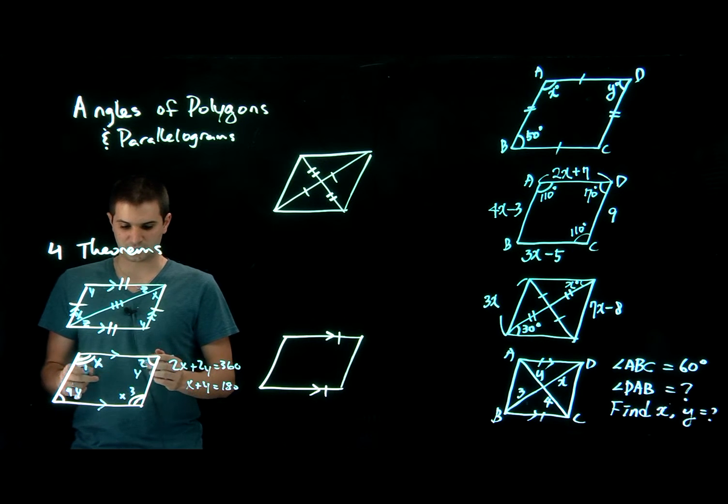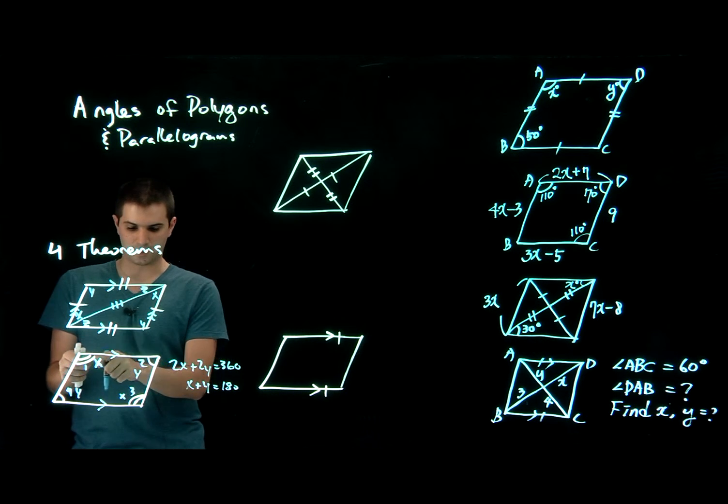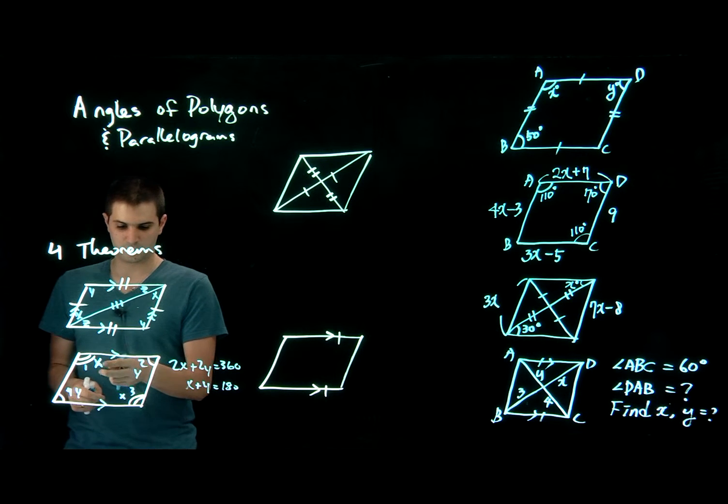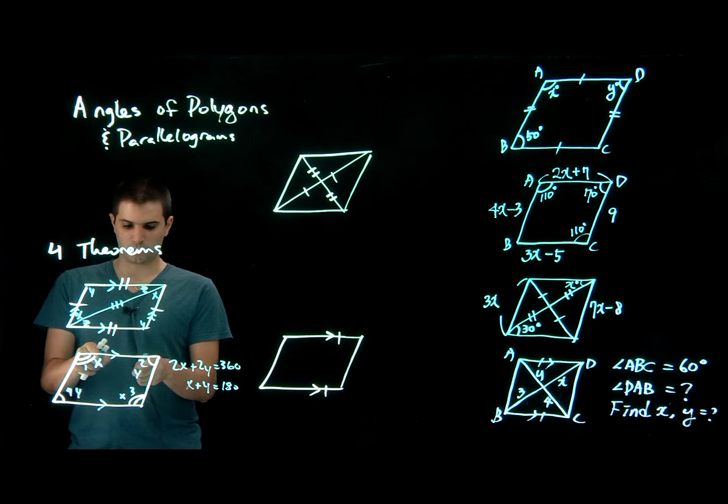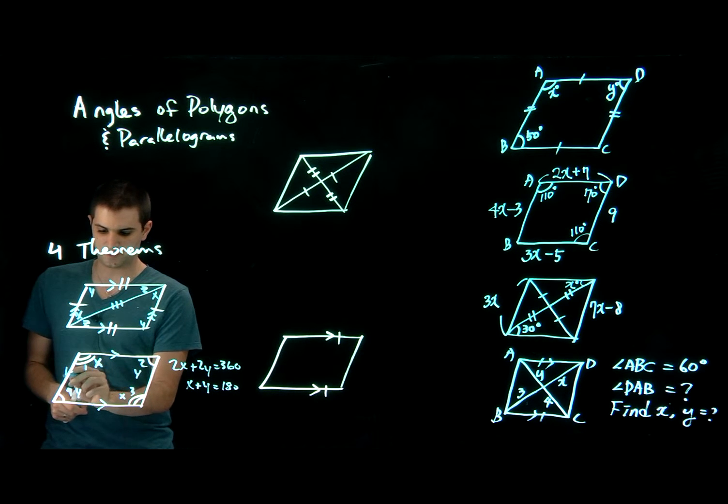By the same logic, we know that x plus y here adds up to 180, so we have two lines cut by another line. If these are 180, then we know that these must also be parallel.